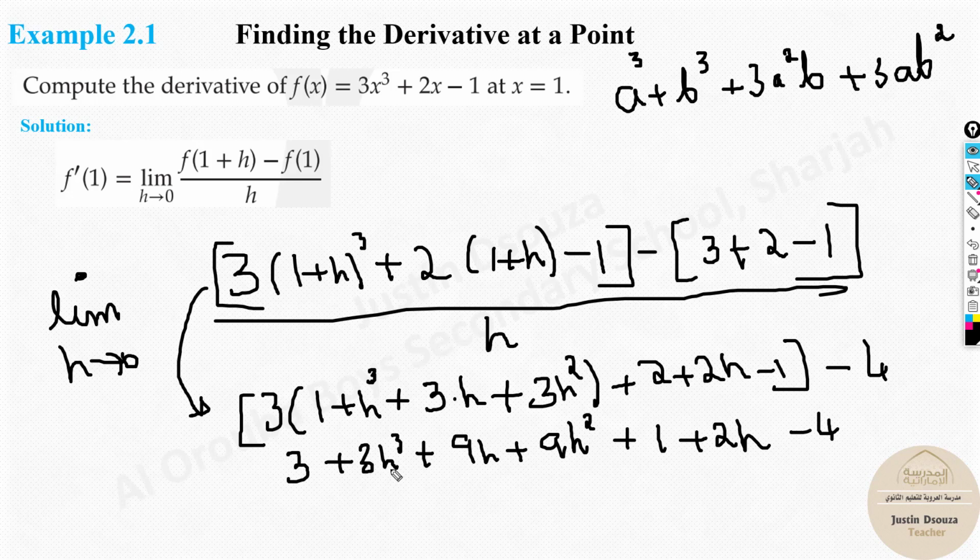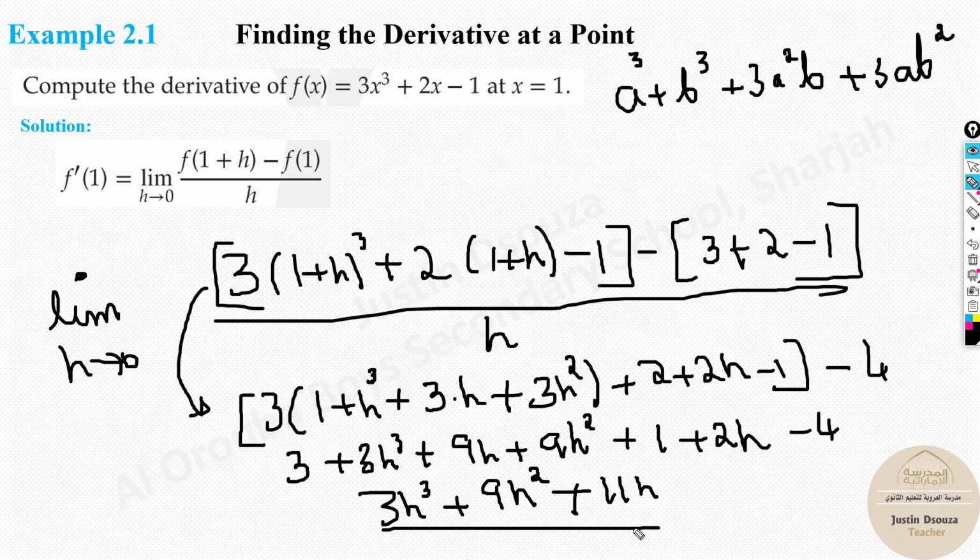So let us simplify the biggest term. It is just 3h cube. Next we have plus 9h square plus 9h plus 2h will be 11h, plus the numbers 3 plus 1 is 4, minus 4 will be 0, so I'm not going to write it. So this is the simplification, and we have divided by h.